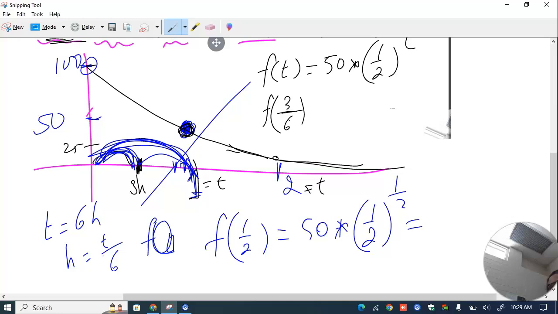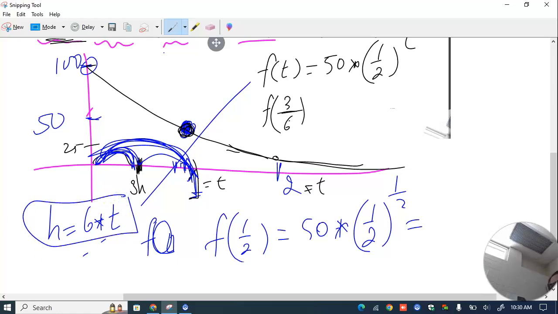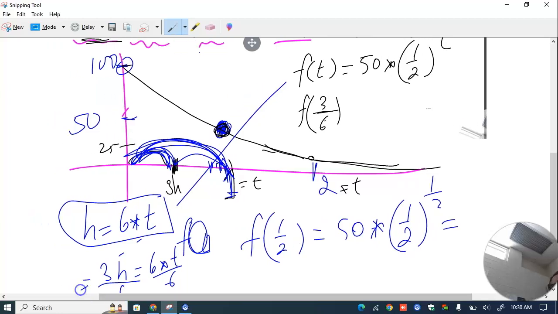Sorry, I made a mistake. I'm taking a little time. So H, the number of hours, is 6 times t, because this is important. And you want to know 3 hours, which is 6 times t. So if I divide by 6, you get t equals half. So that's how I got this half here.